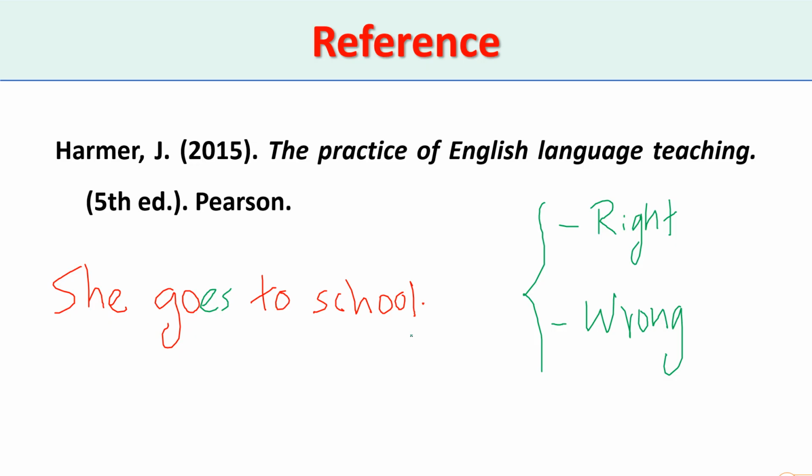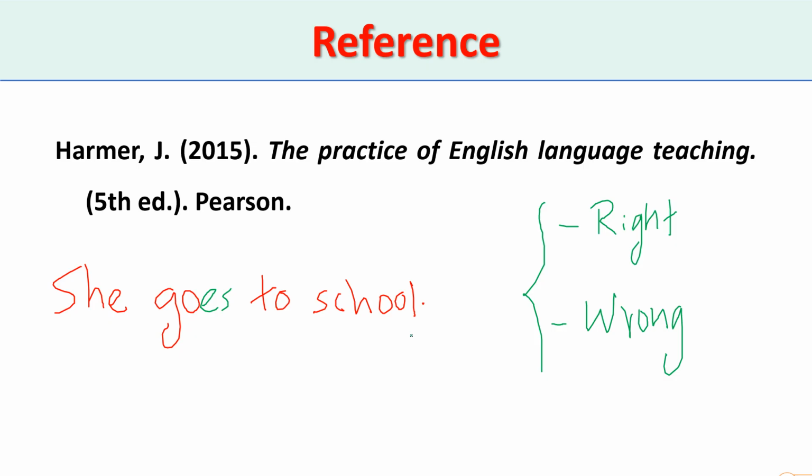It's wrong because the word go ends with the letter O. In the grammar rule, for a word that ends with O or CH, and is used with third person singular, he, she, it, or the name of a person, you must add es at the end of the word. Why do you know this? Because you know grammar. You get it? And another example.